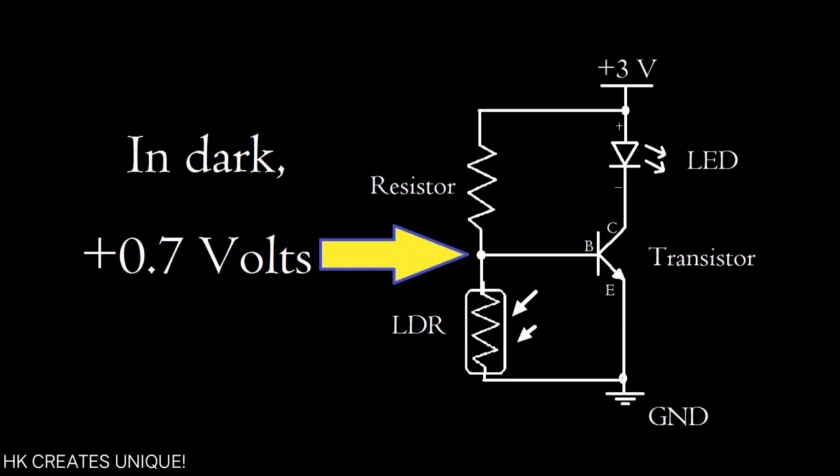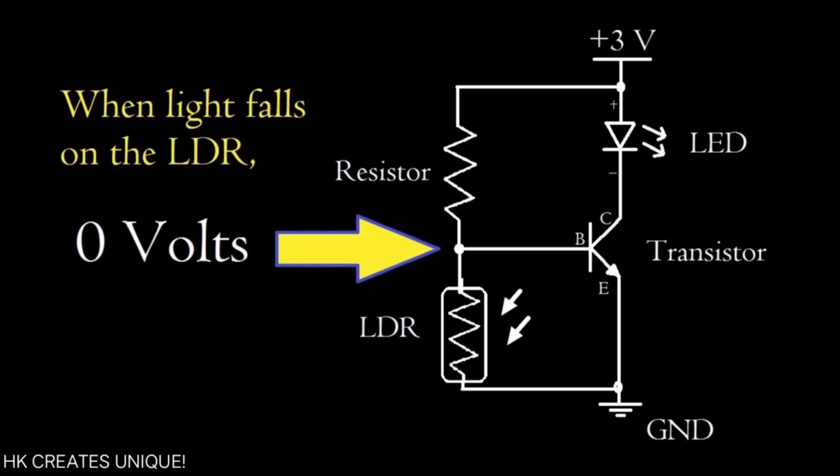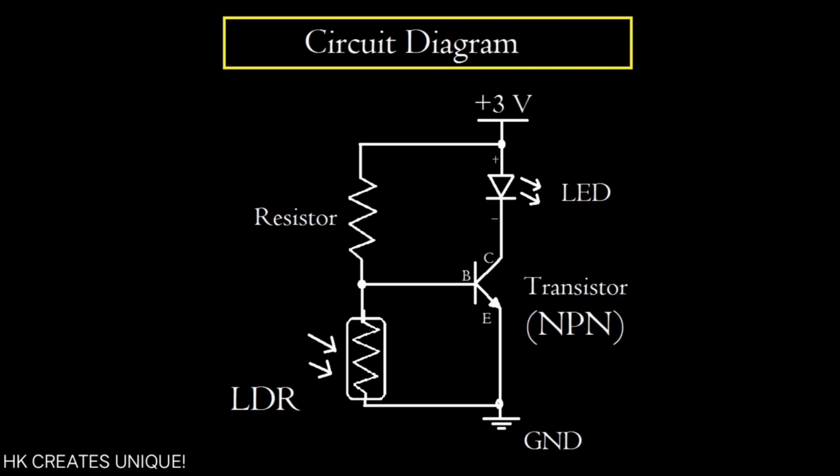Therefore in the circuit, darkness around the LDR makes the transistor act like a closed key, and therefore the LEDs are on. And when there is light around the LDR, the transistor acts like an open key, and the LEDs are off. So we finally reached our goal. The circuit works perfectly.